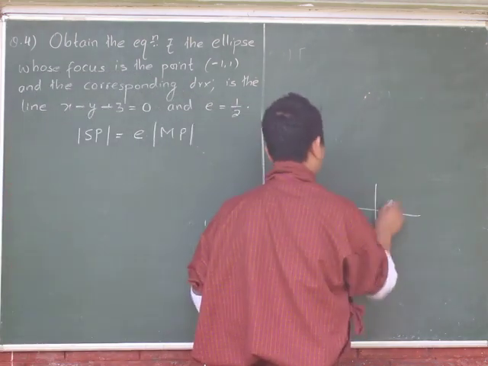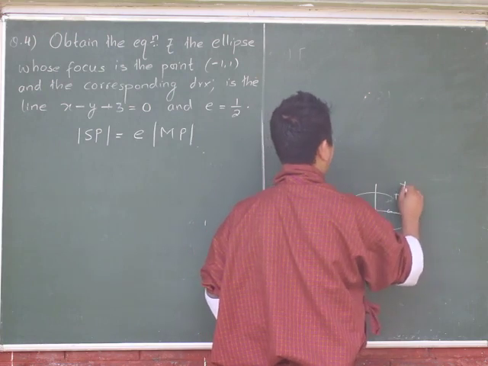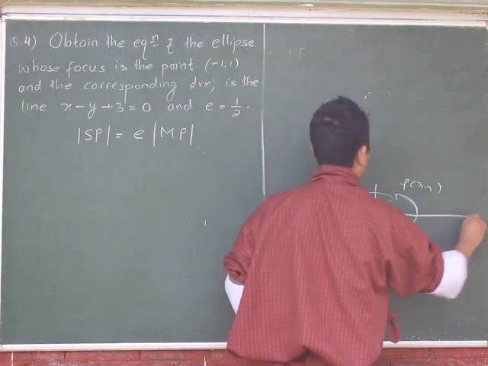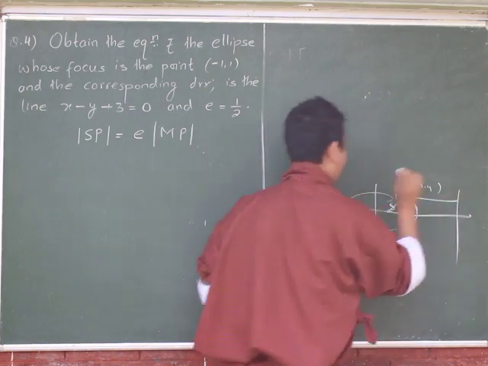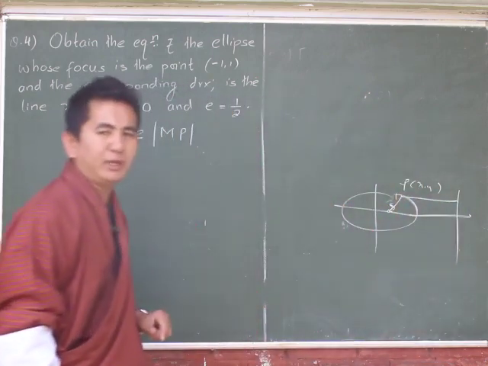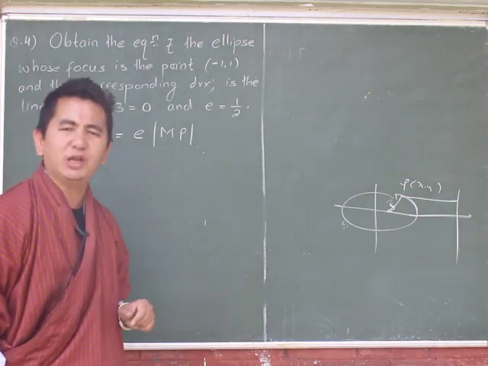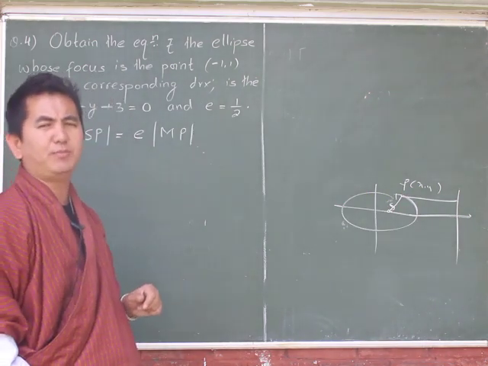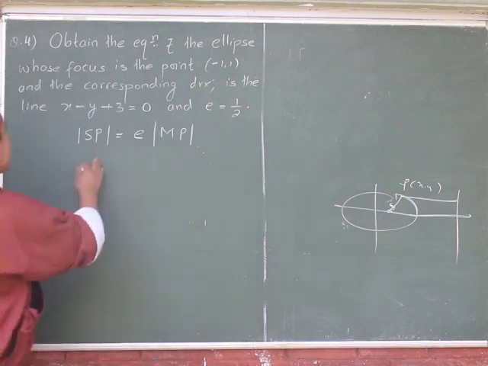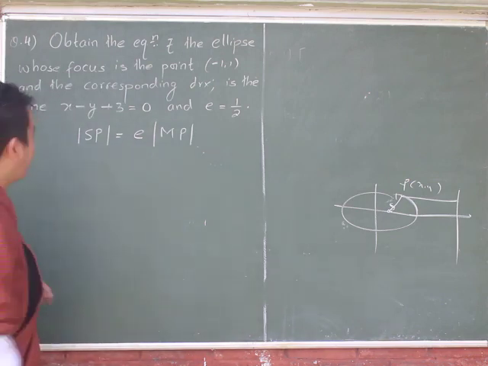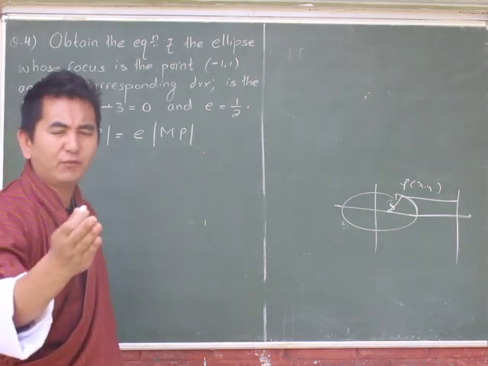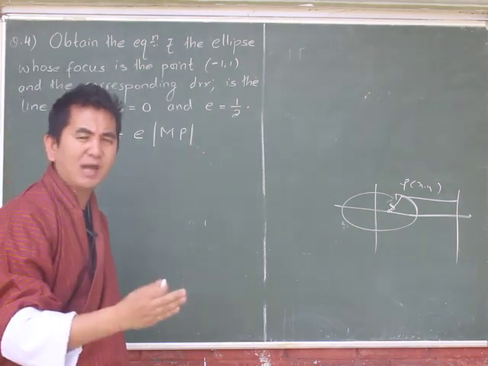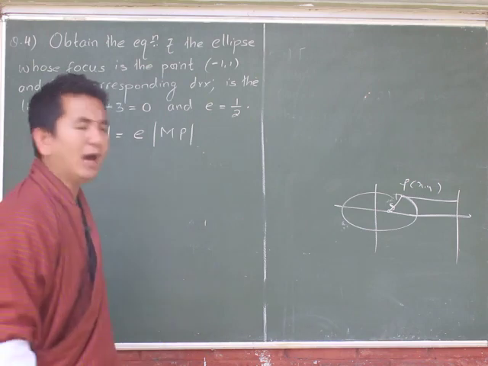SP, as usual, is the distance between 2 points. Suppose this is S, here is the point P(x, y), and here is the directrix from S. The concept is the same: S to P and M to P. As I explained in the first video lesson, modulus of SP divided by modulus of MP is less than 1. Here the e value is 1/2, which is 0.5, and 0.5 is less than 1. So this is the eccentricity of the ellipse.